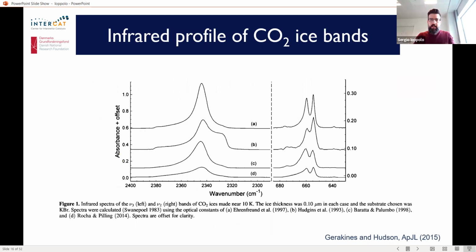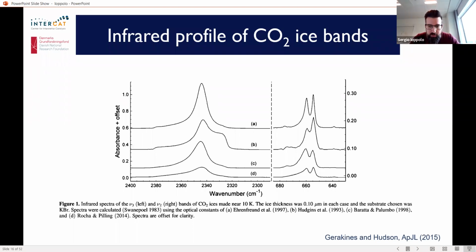But, as you can imagine, CO2 is so sensitive to the environment, and so the spectra look so different. Then what is the actual spectrum of amorphous CO2 according to the laboratories across the world?